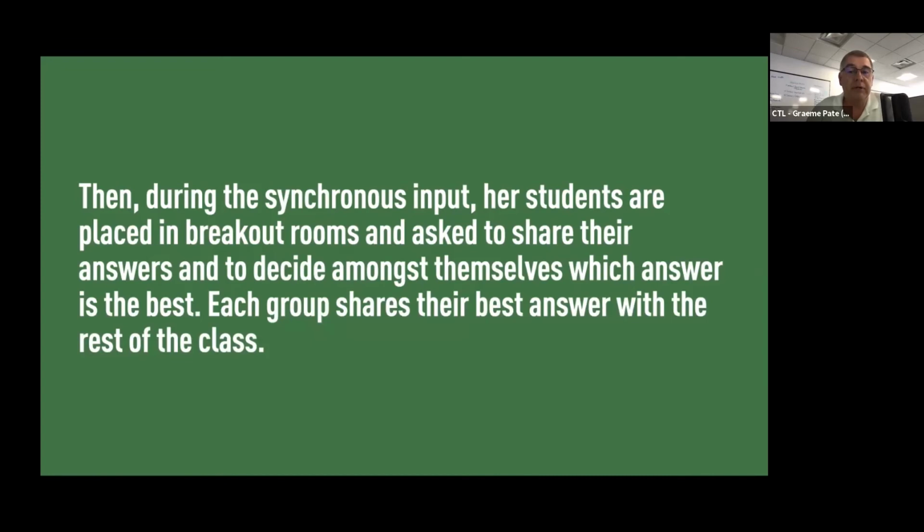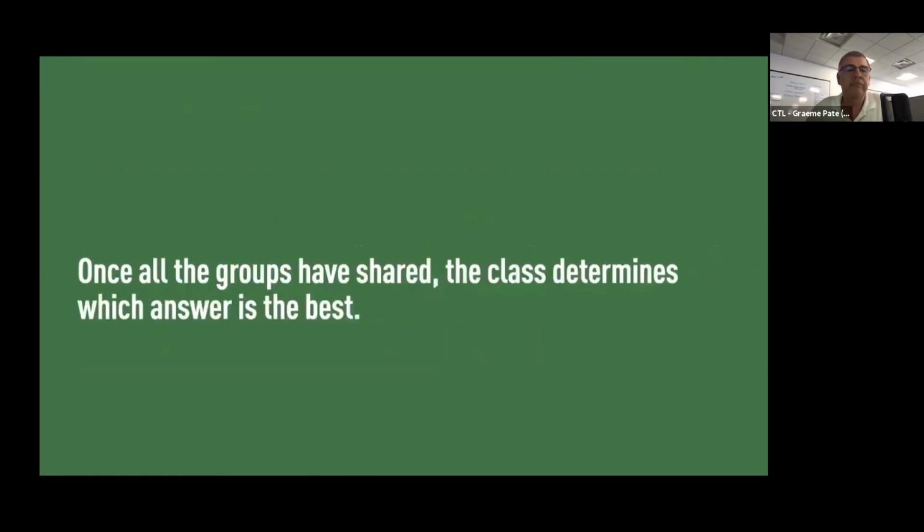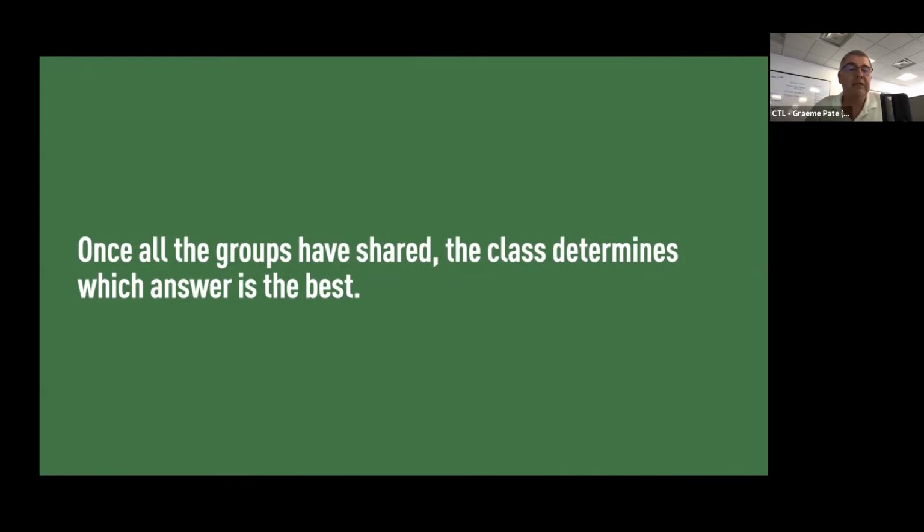During the synchronous input, her students are placed in breakout rooms, and she asks them to share their answers and to decide amongst themselves which answer is the best. Each group shares their best answer with the rest of the class. Once the groups have shared, the class determines which answer is best. And then Lisa will have comments after that. If you want more information about that, you can certainly contact Lisa. She'll be able to give you a lot more information. But this is an example of what I'm talking about, where you can really engage students more effectively.